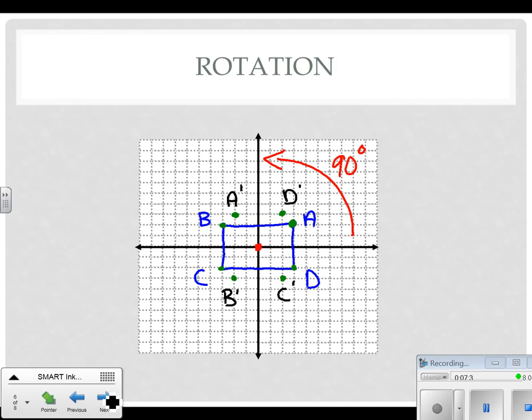So there's D prime. So what you can see here, when we connect A prime to B prime to C prime to D prime and close it up, it's the same image, it's the same rectangle, same size, same shape, it's just rotated. So now you can see that rotation 90 degrees counterclockwise.